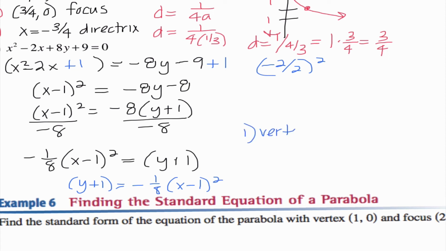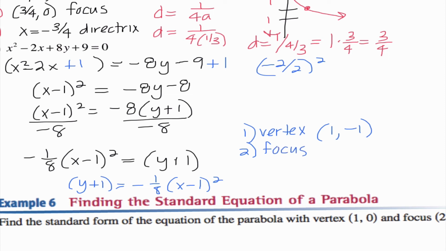First thing we need to find is our vertex. Our vertex, x is connected to this negative 1, so positive 1 is the x value. Positive 1 is connected to the y, so negative 1 is our y value. So our vertex is 1, negative 1.